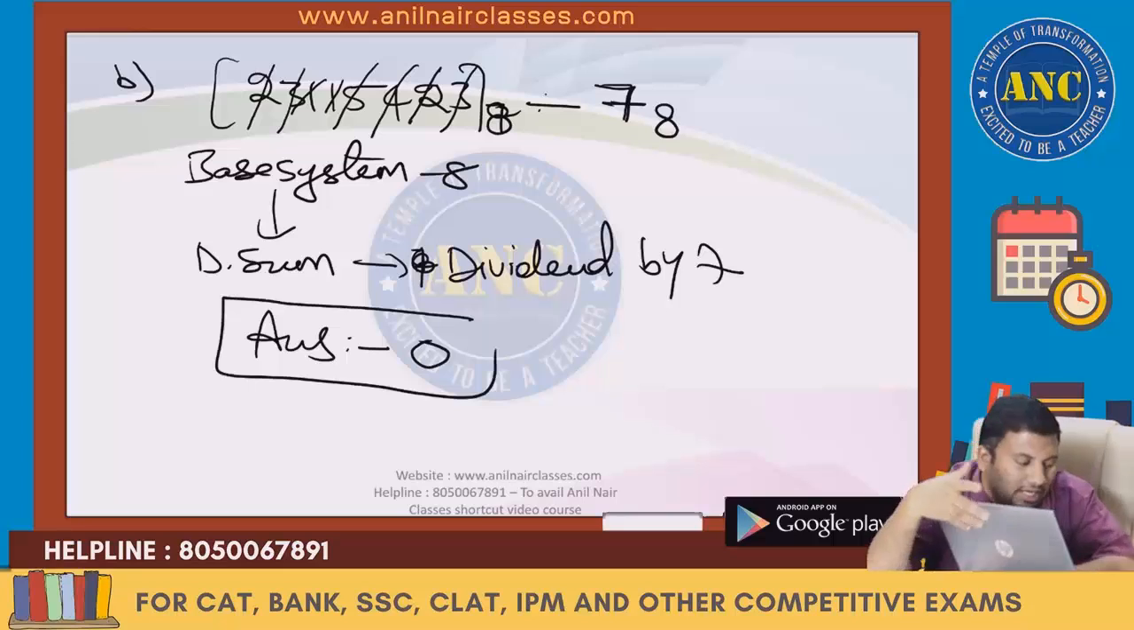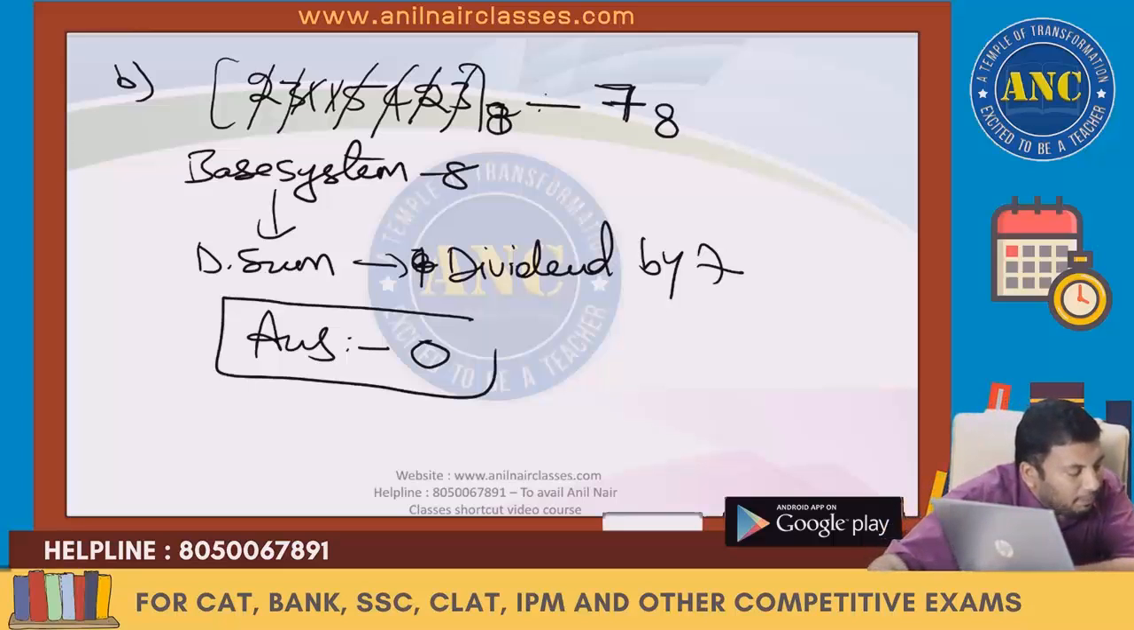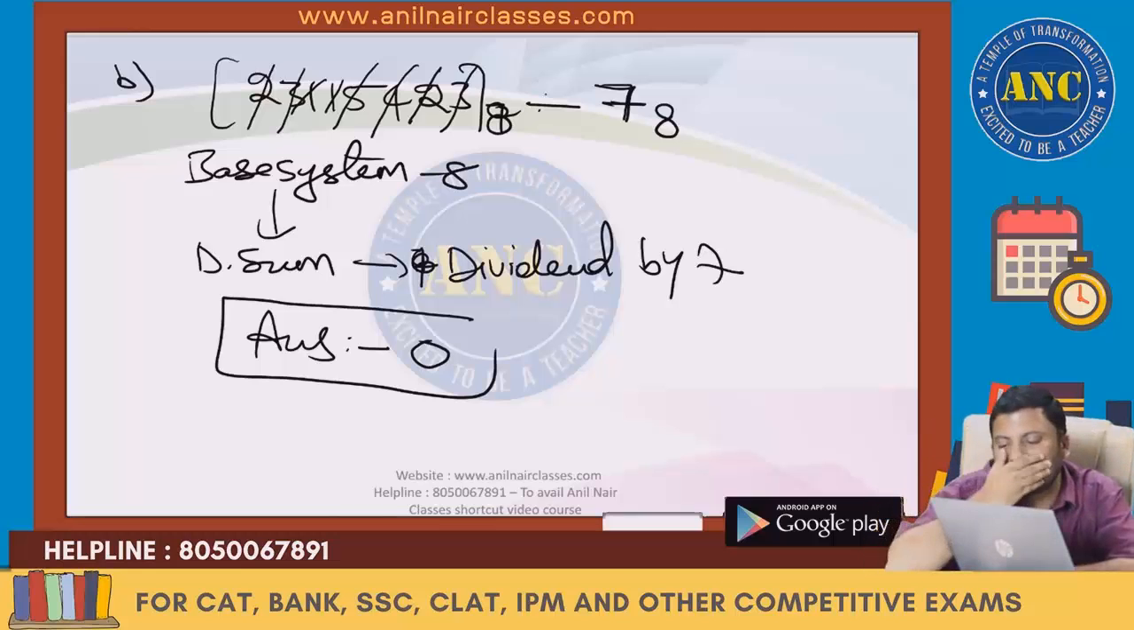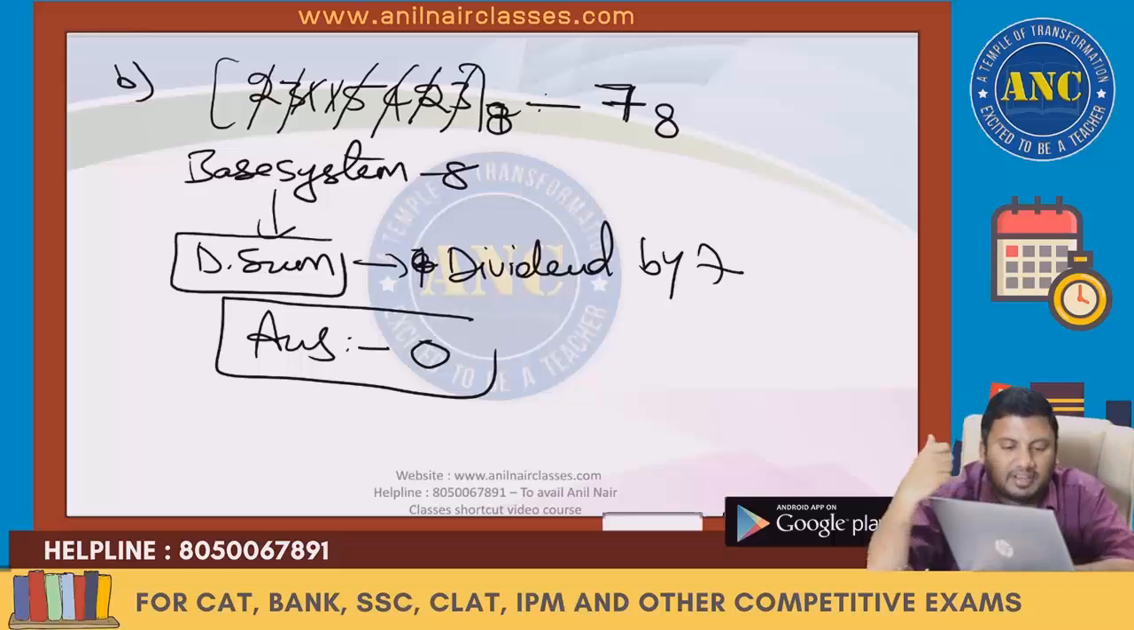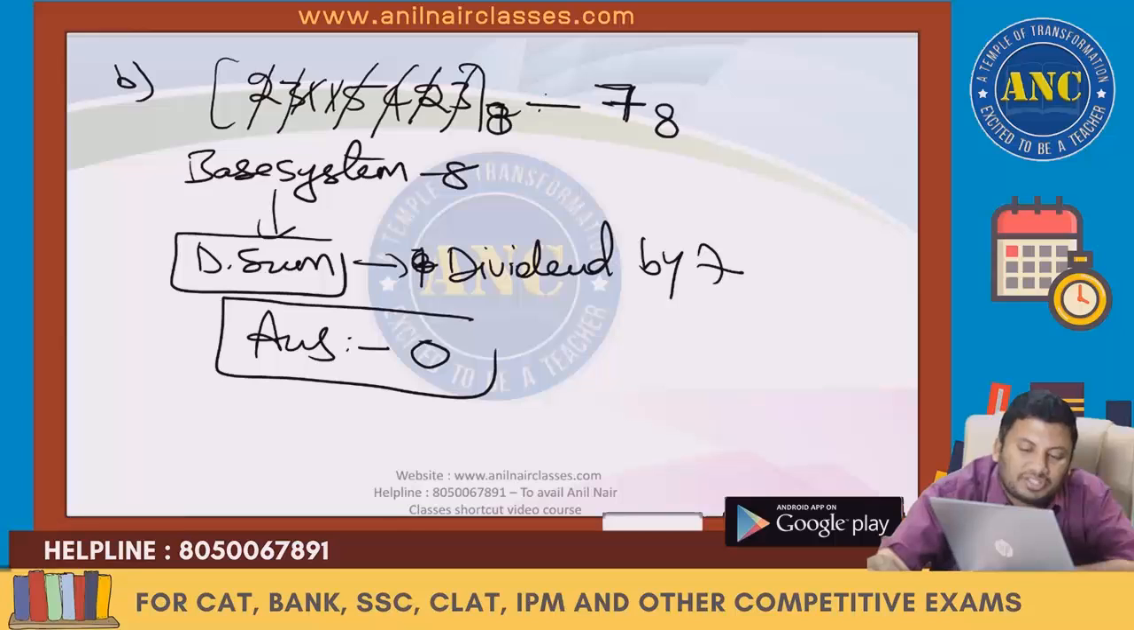I hope you are understanding the logic. Kindly reply in the live chat if this concept is clear to you. In base system 8, digital sum is nothing but division by 7. 4 plus 3 out, 5 plus 3 out, 3 plus 2 plus 1 plus 1 is also out. I hope it is clear.